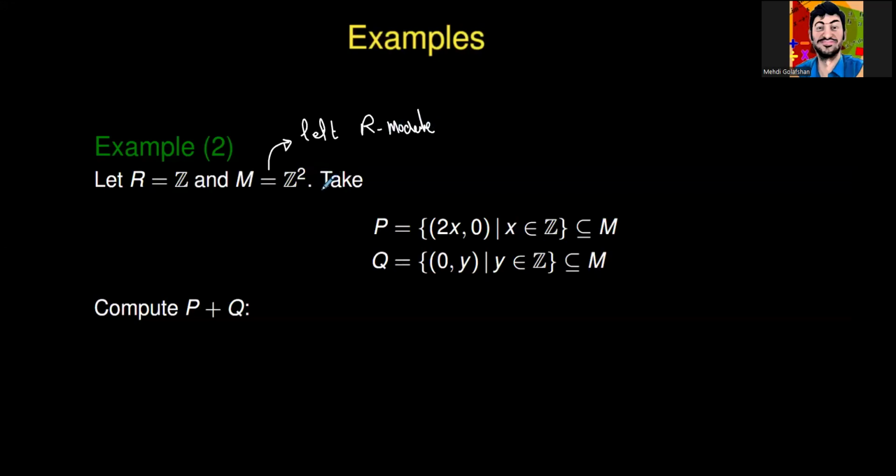So now let's take P, which is equal to (2X, 0) where X is an integer number. You see what is the behavior of M? M is like (X, Y) such that X and Y are integer numbers. So far, so good. And Q, which is equal to (0, Y) where Y belongs to Z.